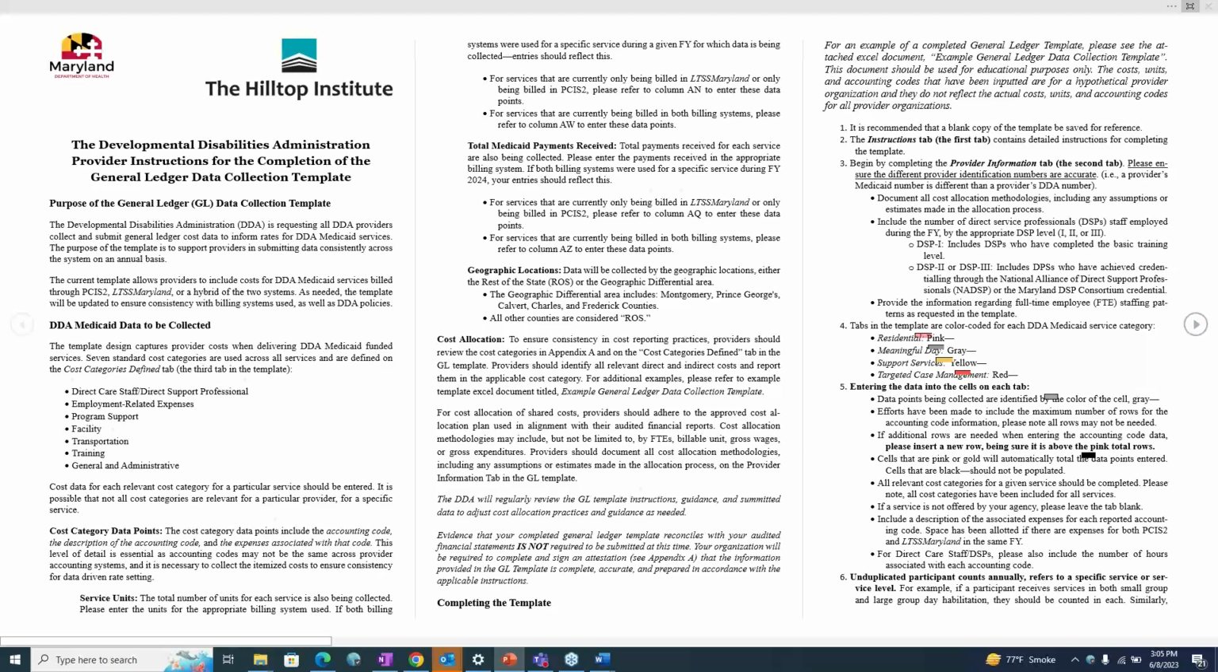In terms of the instructions, they were sent out with the data collection template. Certainly, if you do not have the instructions, please reach out to DDA, and at the end of this presentation, you will see a particular email that you can also use to email the Hilltop rate team. The instructions are a separate Word document, but these same instructions are also included on the first tab of the data collection template.